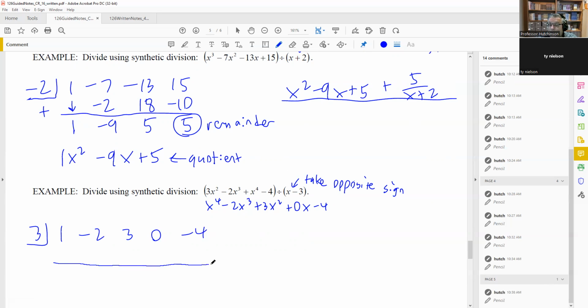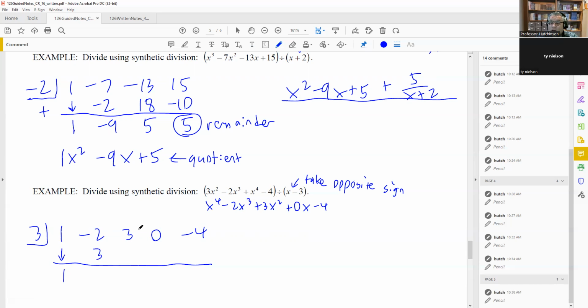So this is even more important to have a 0 placekeeper, because if you don't have the 0 placekeeper in there, then you're not going to get the right remainder or quotient. So it's very important to put that placekeeper in there and to have it in order from highest to lowest power. Now we'll go through the synthetic division steps. 1 drops down automatically.